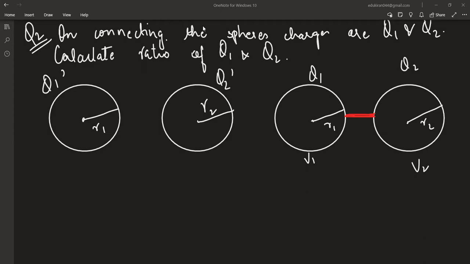Actually, tell me one thing. After connecting, which quantity will be the same? After connecting, tell me one thing. Which quantity will be the same?